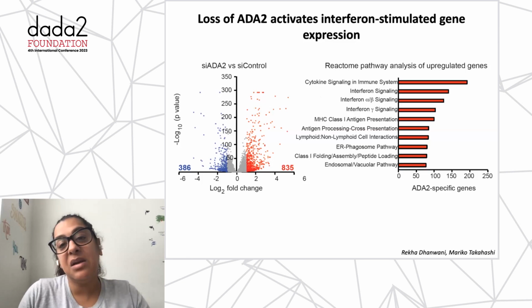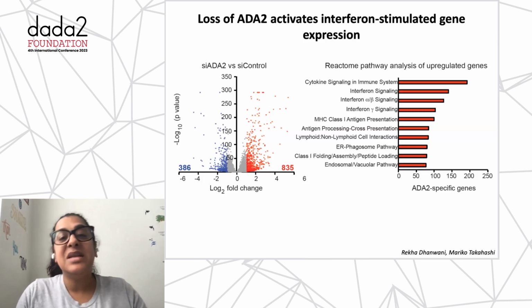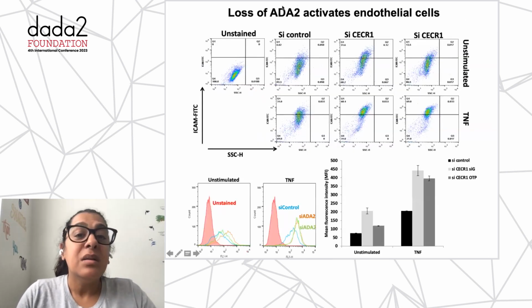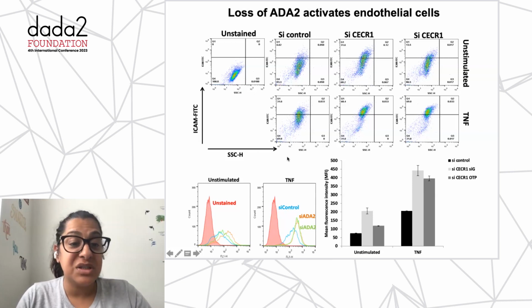The conclusion here was quite a new one at the time, which was that loss of ADA2 expression activates the IFN beta pathway as well as interferon gene expression programs, which are for the most part considered inflammatory pathways because they activate downstream immune cells. Loss of ADA2 also intrinsically activated the endothelial cells. And here we're looking at the expression of ICAM1, which is a surface molecule that denotes activation of the endothelium, of the vascular endothelium.